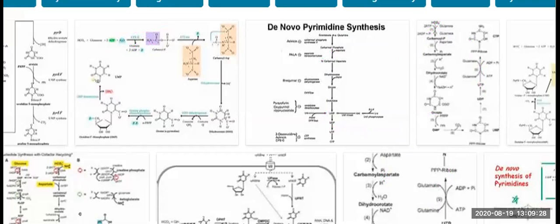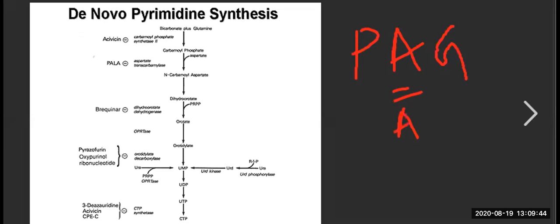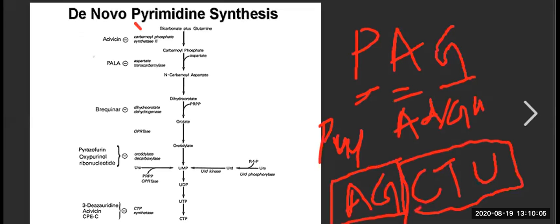Remember the mnemonic "Pure as gold." What is pure as gold? Let me tell you. Pure as gold: A is adenine and G is guanine, and P is purine. So we have these five nitrogenous bases: A, G, C, T, and U. Among the five, A and G are purines and C, T, U are pyrimidines, okay?